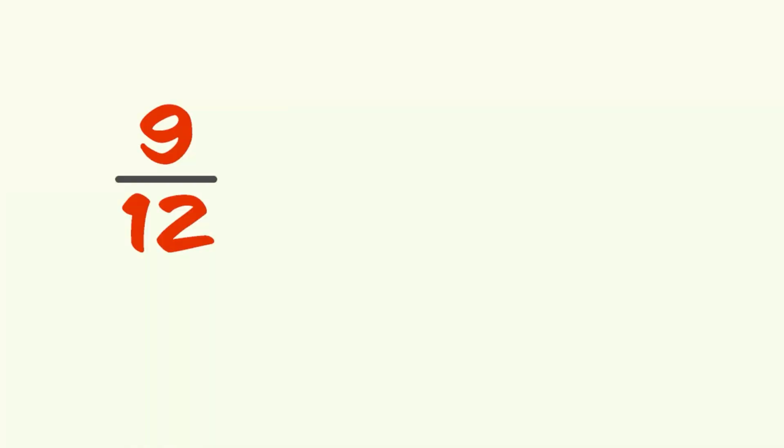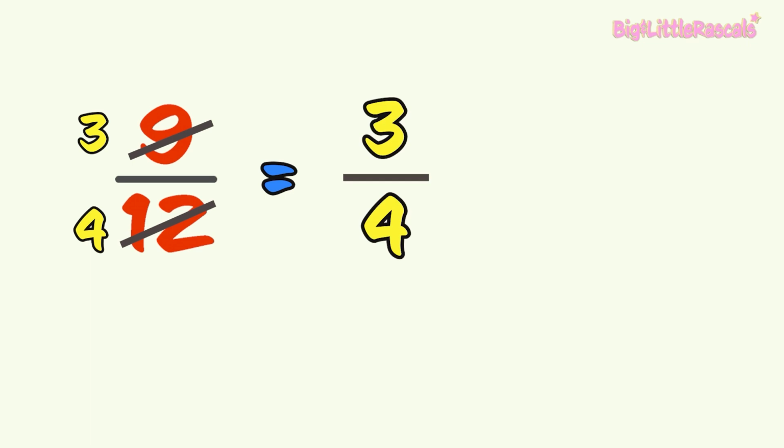Let's try. Both top and bottom numbers need to be divided by 3. We divide 9 by 3, it gives us 3. We divide 12 by 3, it gives us 4. So, it gives us 3/4, or 3 out of 4.